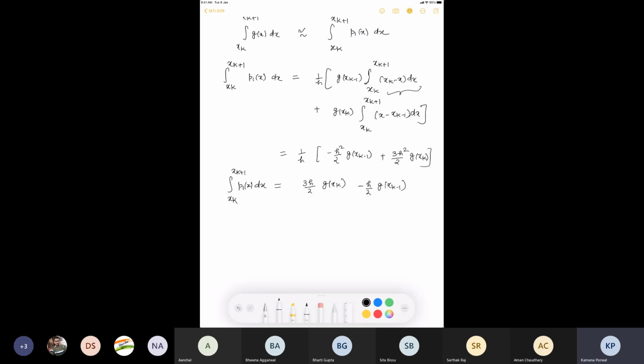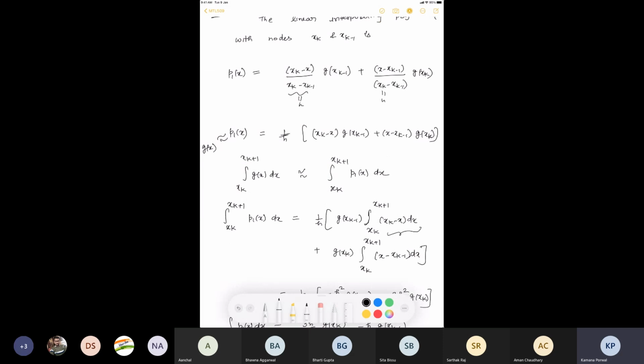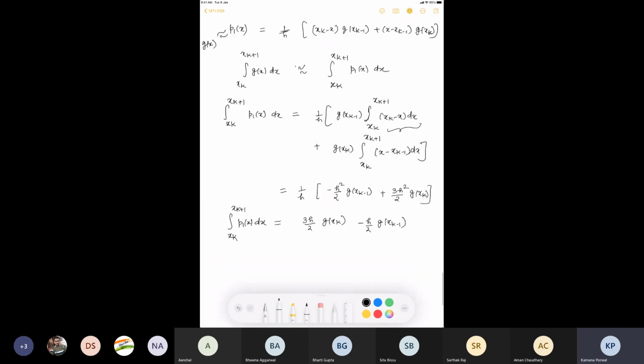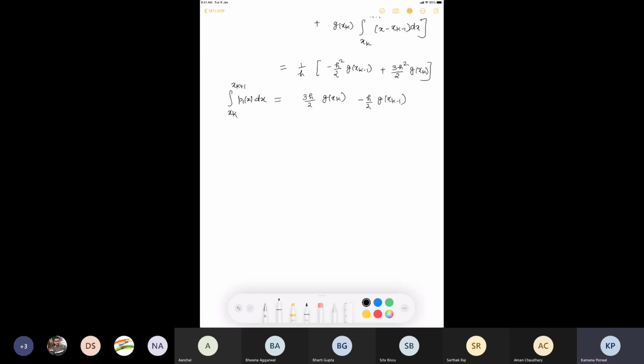Okay, and we also know the interpolation error, right? Whatever the error is involved here, that is what I'm writing as approximation. I can write equality if I add the error terms as well. So let's see what the error is. The error is going to be the integration from xk to xk+1 of g(x) minus p1(x) dx. Let's call this E1 of g.